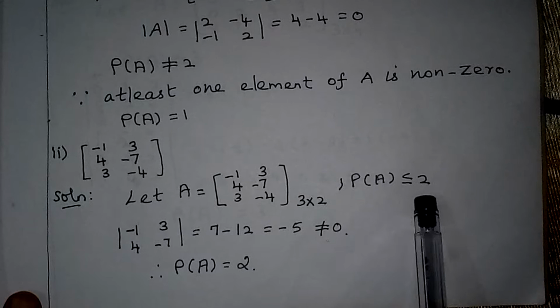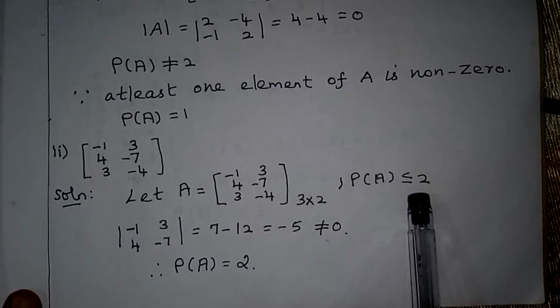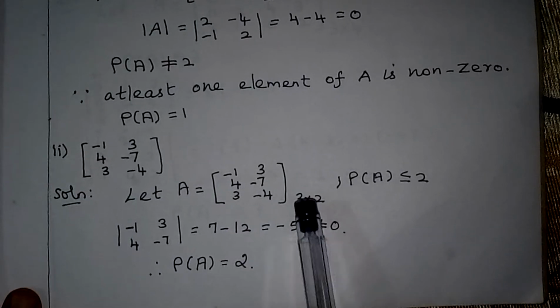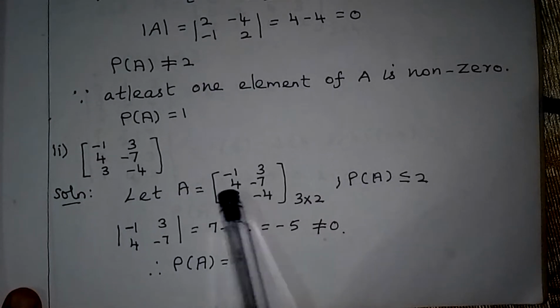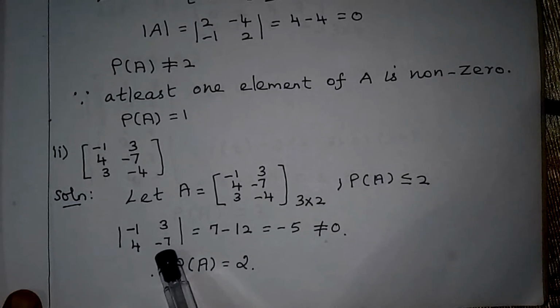So we have to check from the maximum value. First you have to check whether the rank is 2. So for that you have to take 2 by 2 square submatrices. So I am taking the first two rows. Determinant of minus 1, 3, 4, minus 7. Find the value of this.